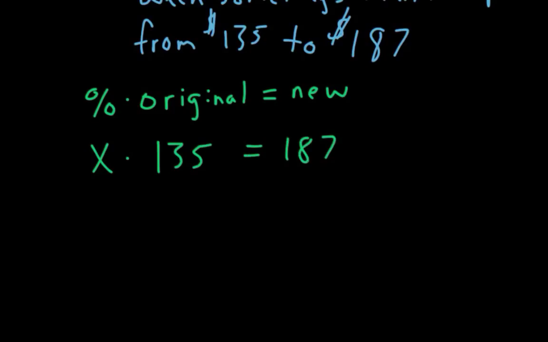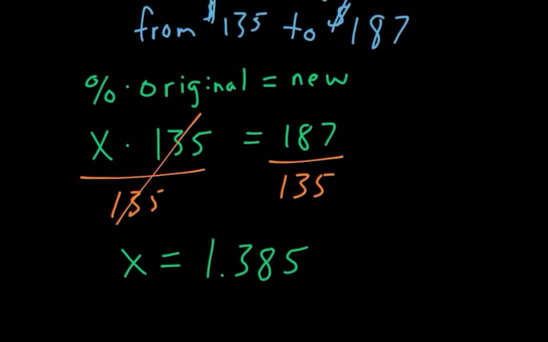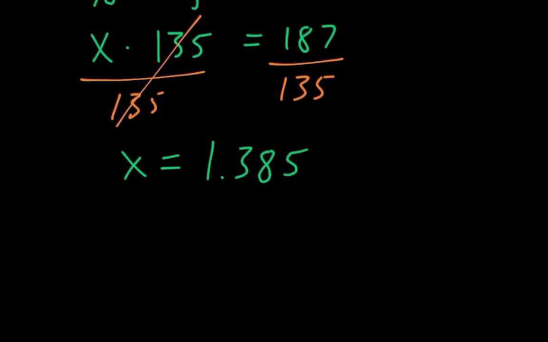Now to solve that for my x, because x was multiplied by 135, we're going to do the inverse. We're going to divide. And then x, my percent, we pop that into a calculator, 187 divided by 135, gives me 1.39 with a little bit of rounding. So actually I'll write the whole thing, 1.385. What in the world does 1.385 tell us? There's 138.5. So it's 138.5%.